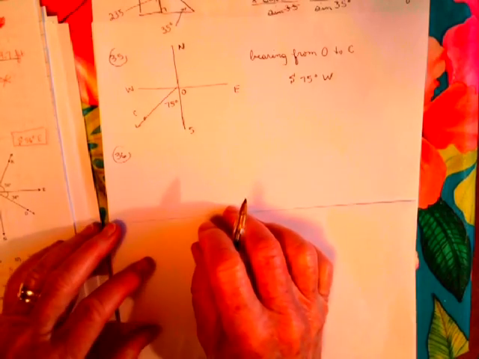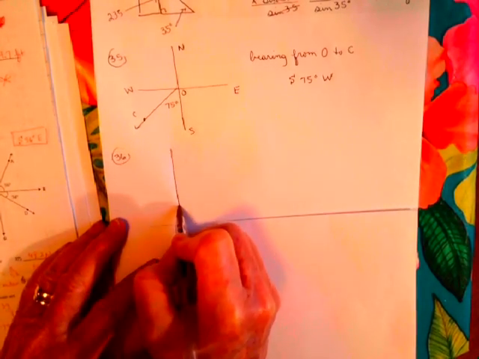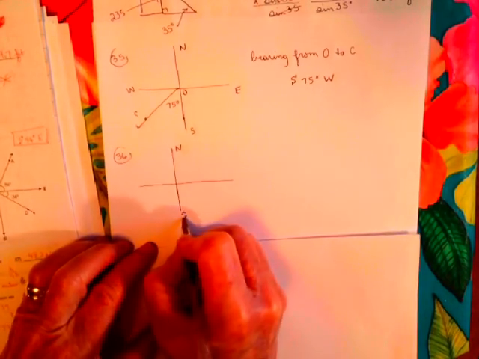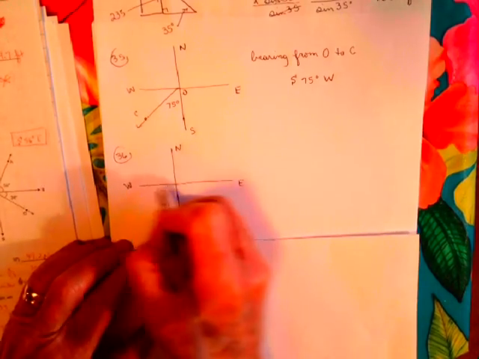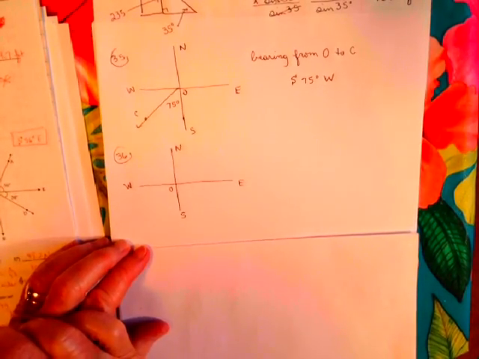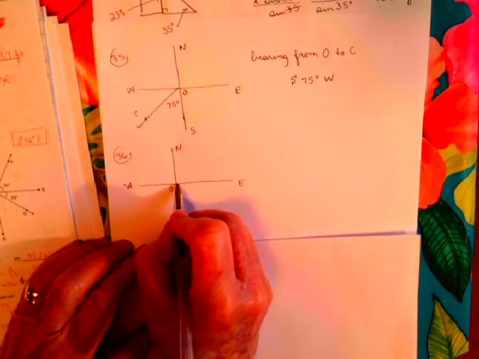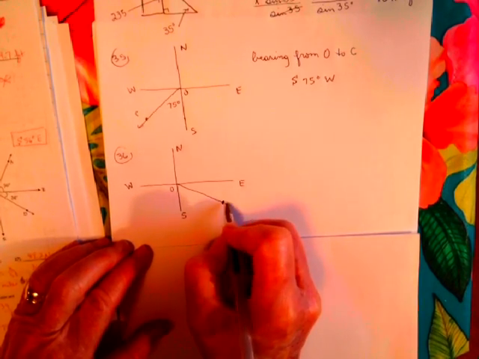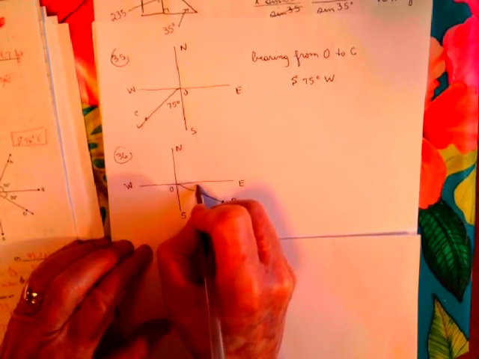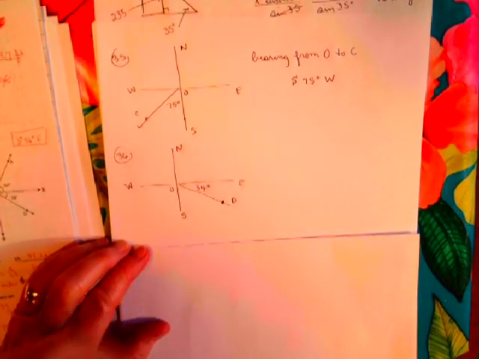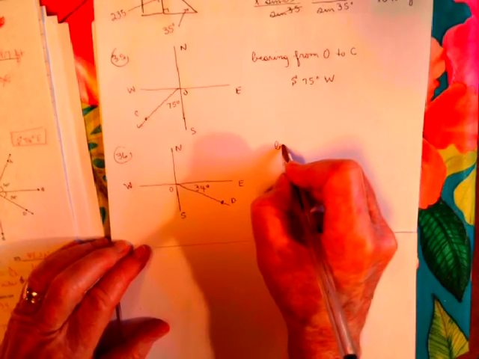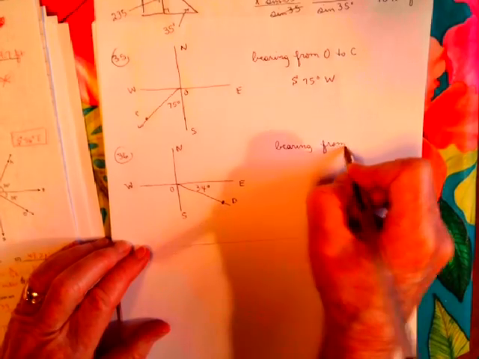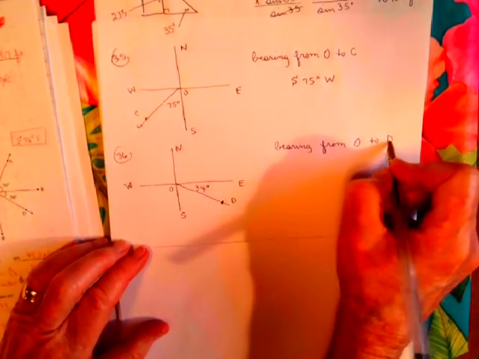36. This is the coordinate axis. We know we've got north, south, east, west. They have a whole lot of information given. I'm only going to draw the part that pertains to the question they're asking. There's point D. This is labeled 34 degrees. They want me to find the bearing from O to D.